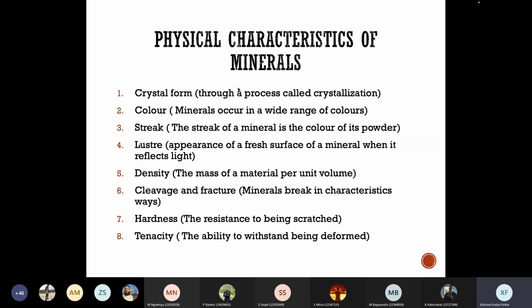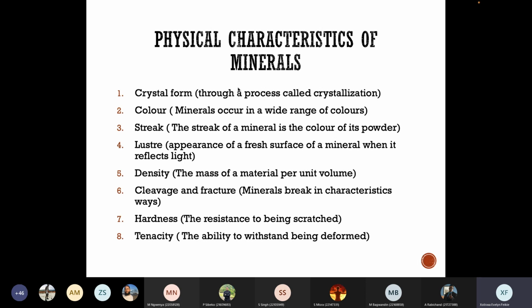And the other thing that will come into play is the environmental conditions as well, right? Because they can change these things. So now they say minerals have their own physical characteristics, right? All 8 of them. So there is a crystal formed through a process called crystallization. So these minerals harden and then they crystallize, right?